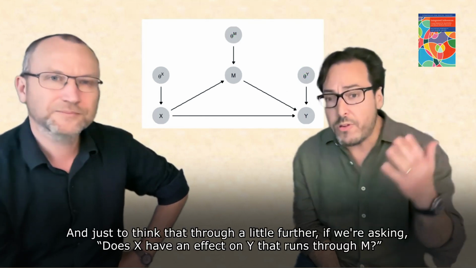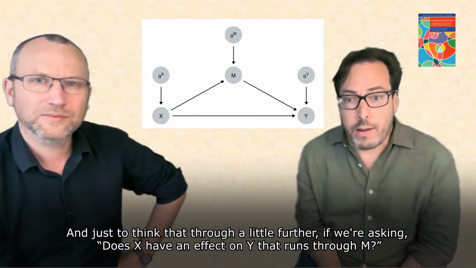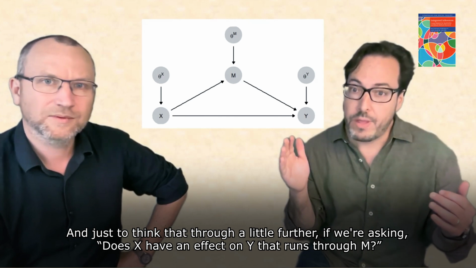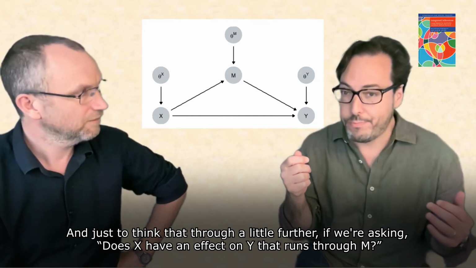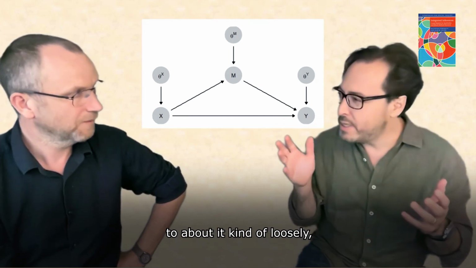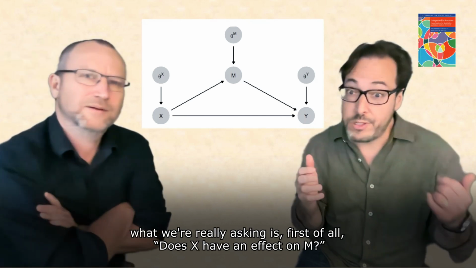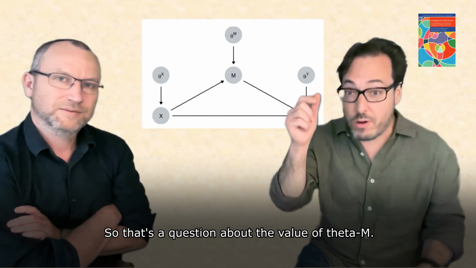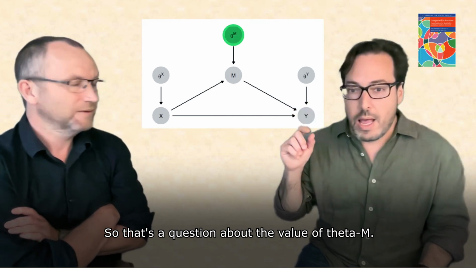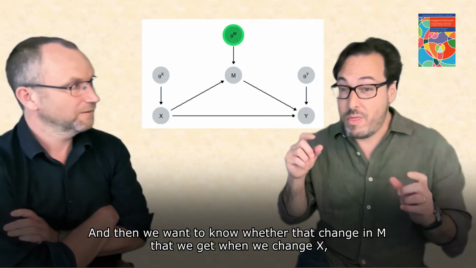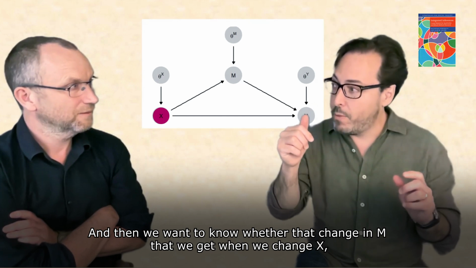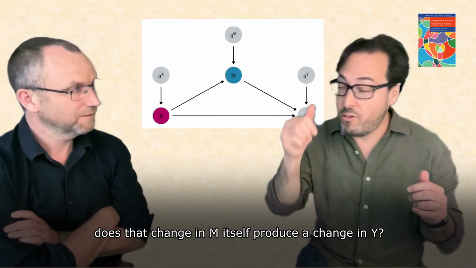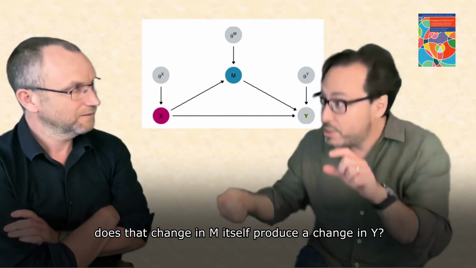That's right. And to think that through a little further, if we're asking, does X have an effect on Y that runs through M? To talk about it loosely, what we're really asking is, first of all, does X have an effect on M? You've got to have that. So that's a question about the value of theta M. And then we want to know whether that change in M that we get when we change X itself produces a change in Y.